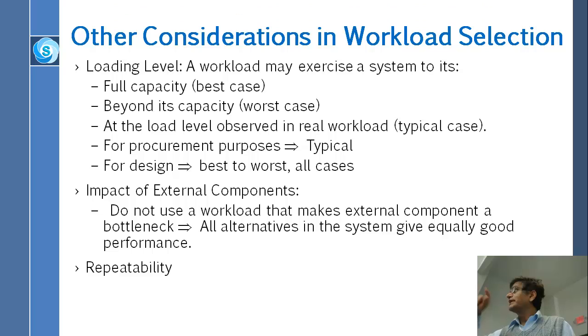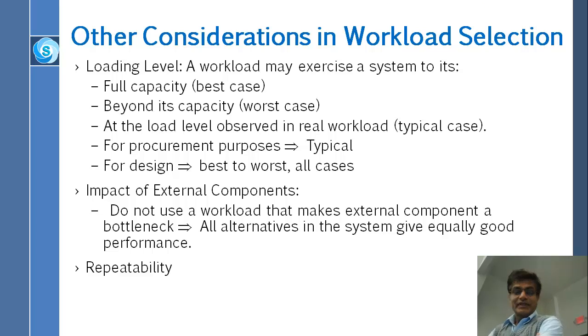Worst case, best case, and typical case. When you want to buy something, you generally go for typical. When you want to design something, you generally go for the worst. Not always, because if the worst is going to increase the price by 10 times, obviously nobody will want to design it, but you want to make sure that your system just doesn't fall off when the load is at some point, right? So that's why you want to make sure that the worst case is non-zero.